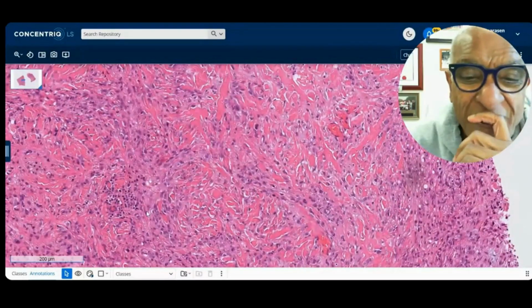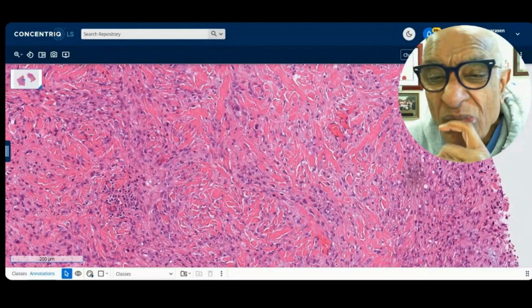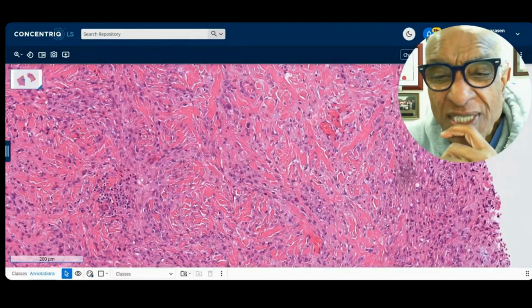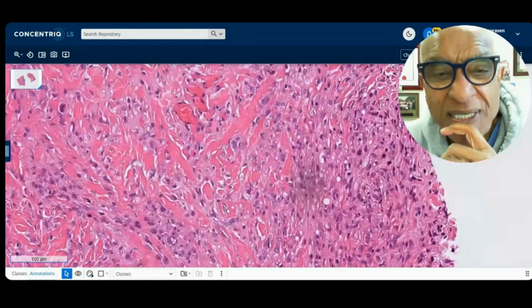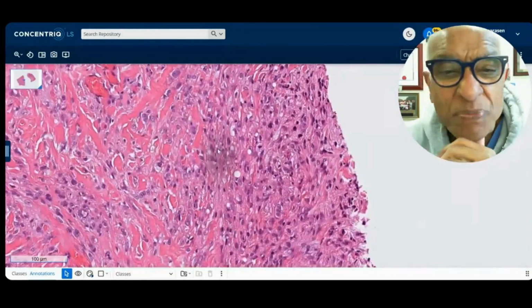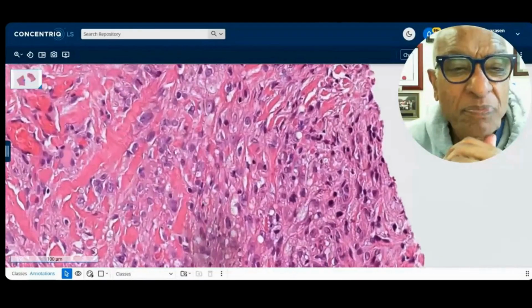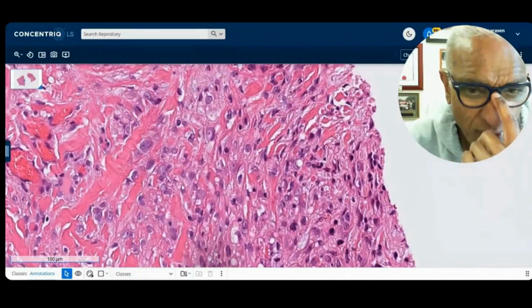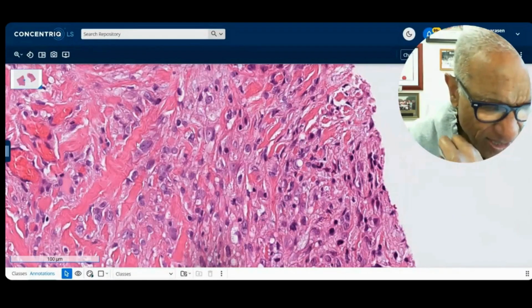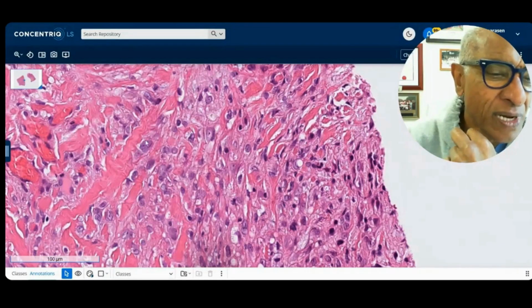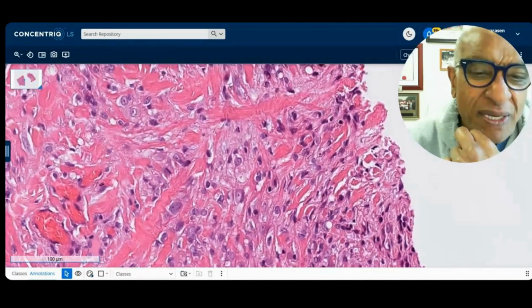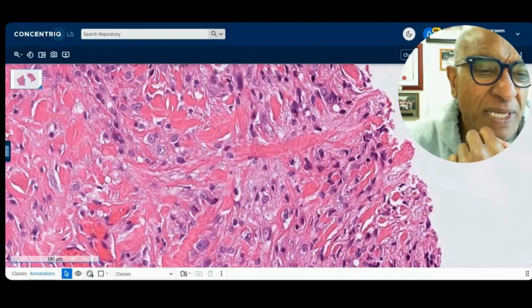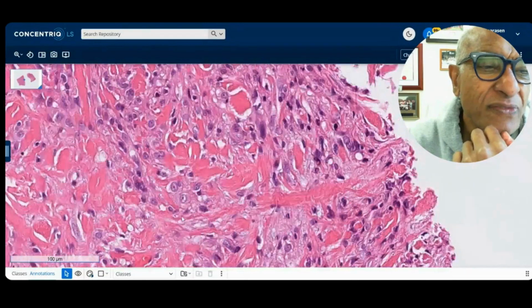Cells are forming sheets, I would say. There's some collagen in between, or it's infiltrating collagen. But here is probably the best decent representative of what the morphology is. Large cells, large nuclei, prominent nucleoli, and cytoplasm being palely eosinophilic, fairly abundant.